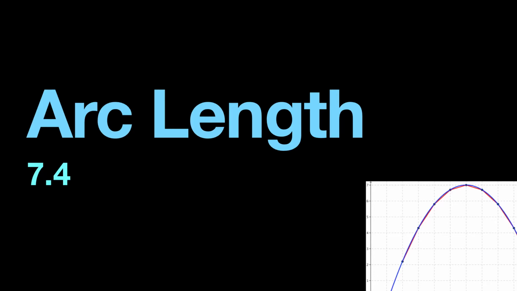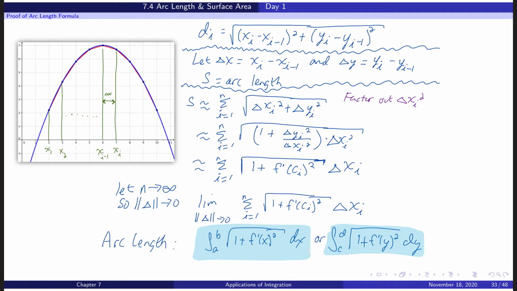Here are the notes for section 7.4, which is arc length. So we know how to calculate the distance between 2 points using the distance formula, just x2 minus x1 squared plus y2 minus y1 squared, all square rooted. That's the Pythagorean theorem.